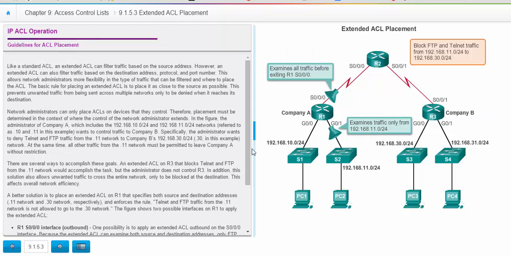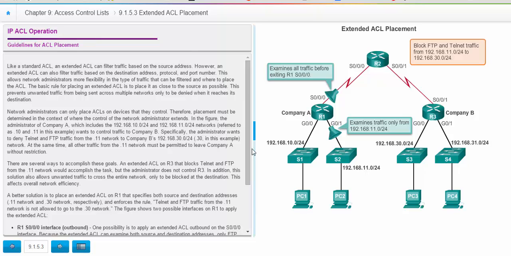Now, similar to the standard ACL, your extended ACL can filter traffic based on the source address. However, your extended ACL can also filter traffic based on your destination, your protocol, and your port number, so it can filter a little bit deeper. This allows your network administrator a little bit more flexibility in the type of traffic that can be filtered and where to place the ACL. The basic rule of thumb for placing extended is to place it as close to the source as possible. Okay, remember, standard ACL is close to the destination, extended is close to the source.